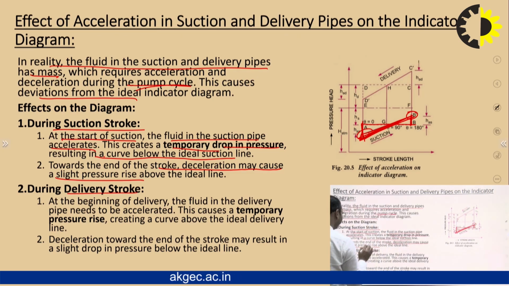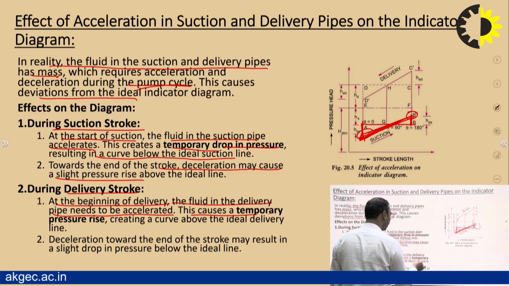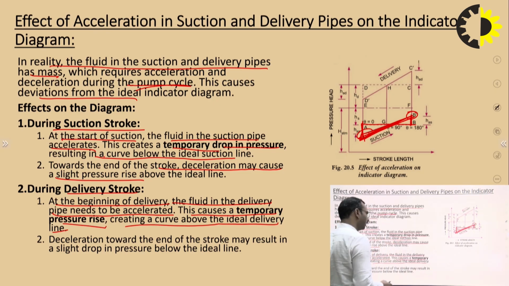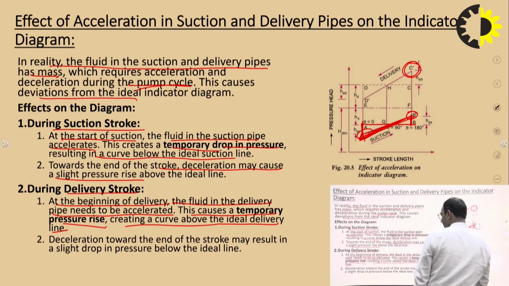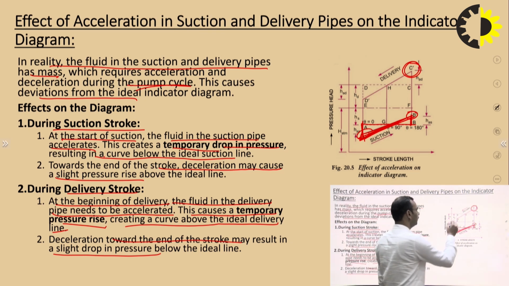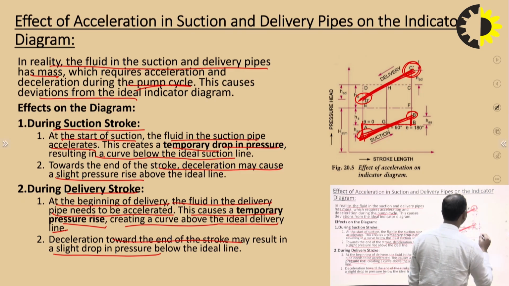Then during the delivery stroke, at the beginning of the delivery, the fluid in the delivery pipe needs to be accelerated. This causes a temporary pressure rise, creating a curve above the ideal delivery line, and due to this, it will start from point C dash. During deceleration towards the end of the stroke, there may be a slight drop in pressure below the ideal pressure line, and in this one. So this is the effect of acceleration on the ideal indicator diagram during the delivery stroke.